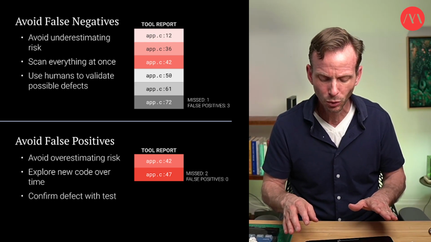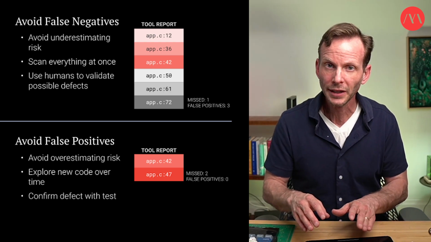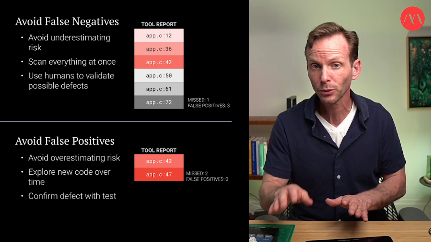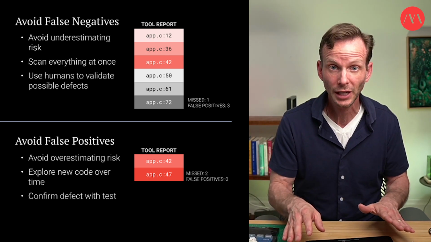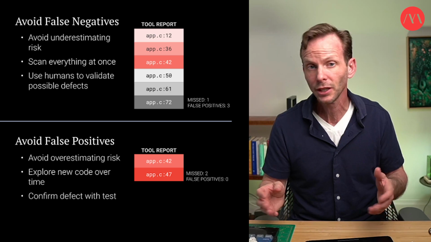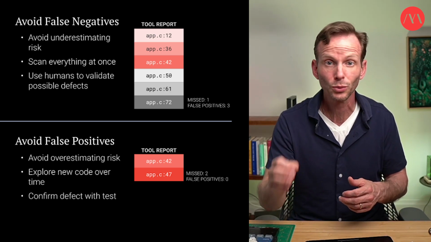The other approach is you want to avoid false positives. And typically here, you want to avoid overestimating your risk. You run the tool and these tools confirm when you have a real vulnerability. For example, here we've confirmed vulnerabilities 42 and 47. Now the advantage here is a human doesn't need to confirm they exist. You have a real estimation of real risk.